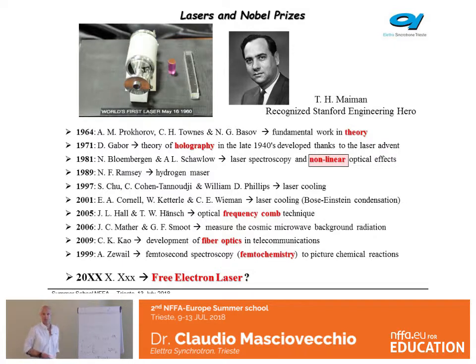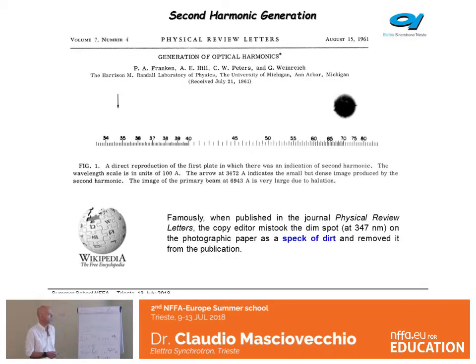But anyhow, as I said, I want to talk about nonlinear stuff. And you saw that the first laser was produced in May 1960. And you see this paper is dated August 1961, where they observed second harmonic generation. So second harmonic generation is a nonlinear effect. You can see the spot of the laser, and near it the second harmonic spot.